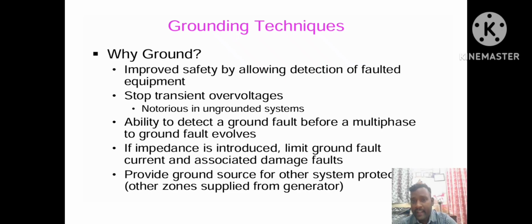Fault equipment detection, because the root of the returning current is also required. Transient overvoltage, how it works will be discussed in the slides which are coming. And ground fault before the multiplier phase: suppose there is a ground fault, the return current will be required, as I told you. Limiting ground fault current: suppose there is some unbalanced current going to fault through the neutral, so it is also limiting for the ground. So this is also useful as the ground source for the system.